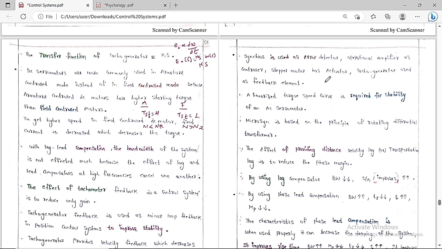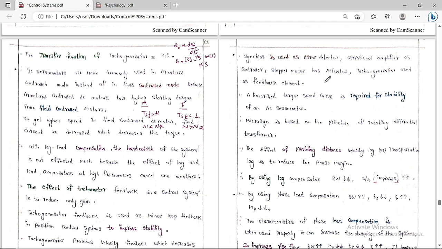The next point is: the microsyn is based on the principle of the rotating differential transformer. So this microsyn basically works on the principle of the rotating differential transformer.